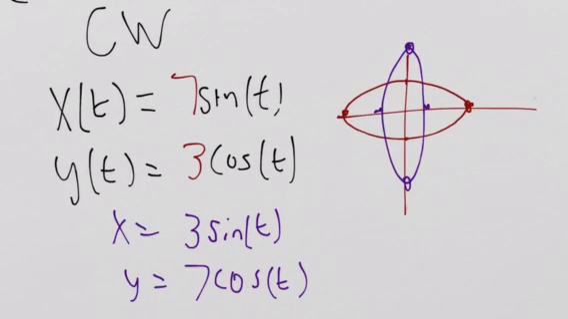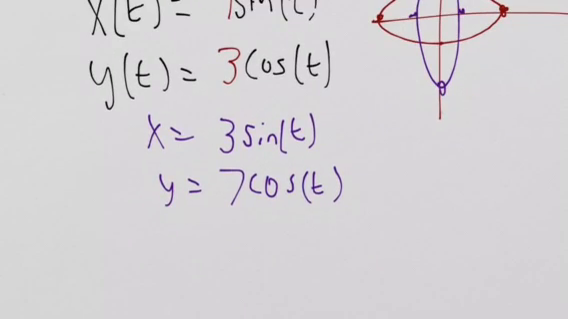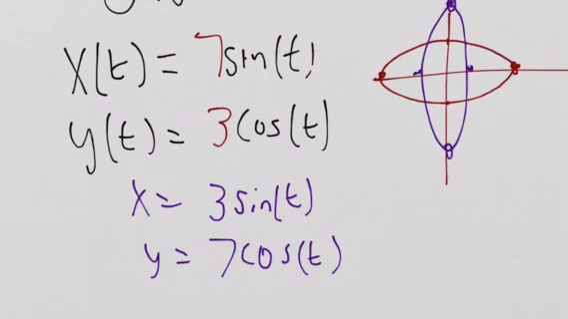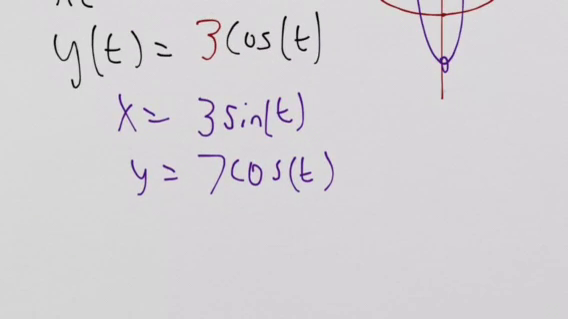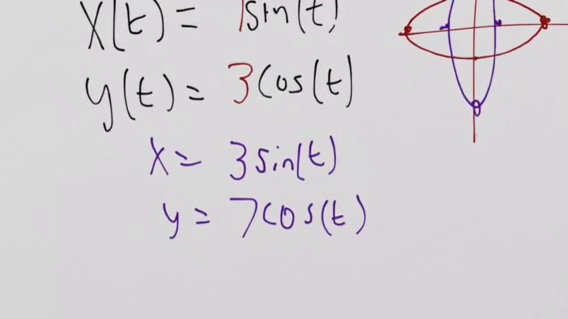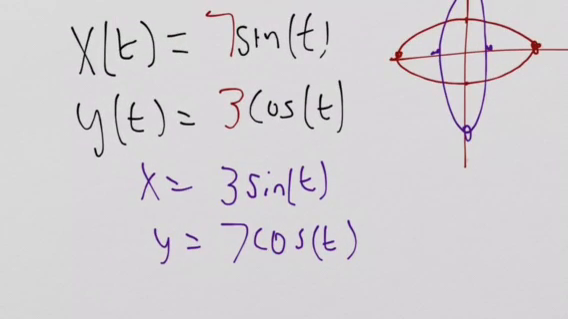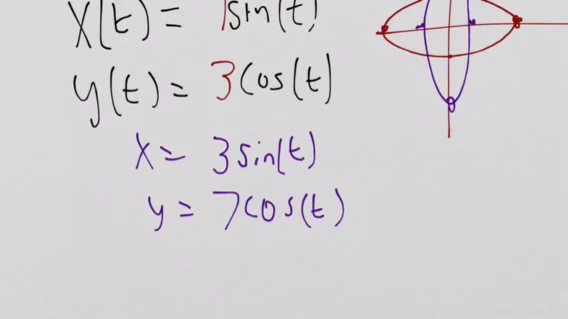In Desmos, if you want to determine the path, then you would have to type in 3 sine A, comma 7 cosine A, or do it for this one. Okay, so now we need to determine dy dx. So I'm just going to do this for one of these because it's the same method, regardless of where you put the 7 or the 3. So I'll just do it for this one.